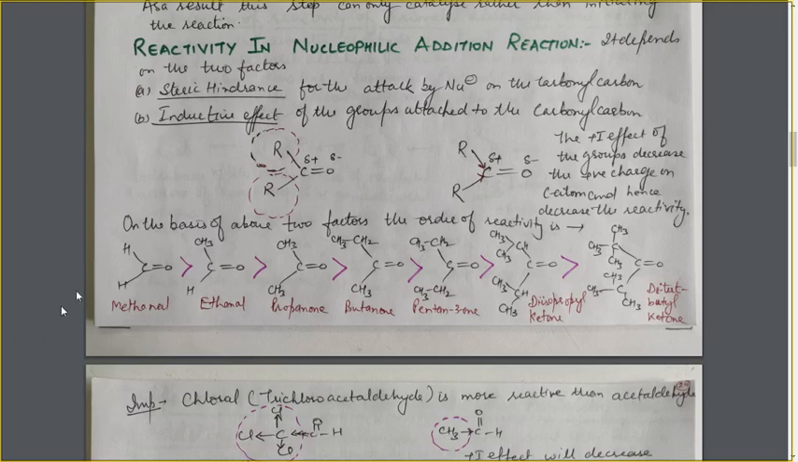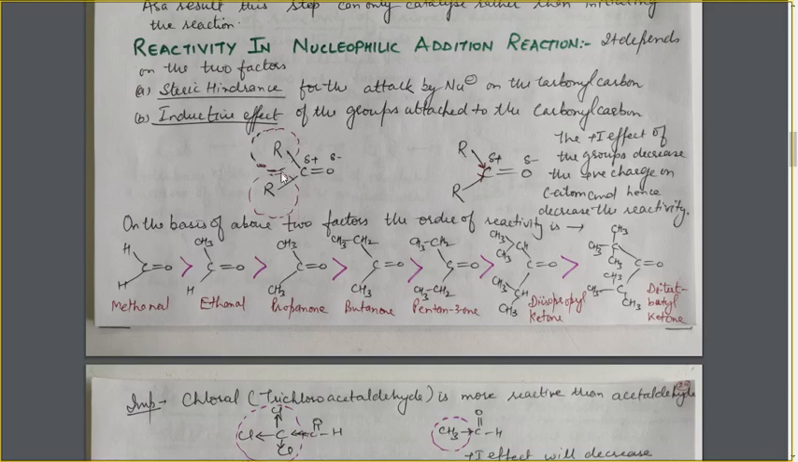So the meaning is the same, that you have to decide the reactivity in this nucleophilic addition reaction. Here there are two factors which decide the reactivity in nucleophilic addition reaction. First is steric hindrance and second is inductive factor. Let's see how these two factors are deciding the reactivity of the compound. This carbon group is surrounded by two groups. In case of ketones, these two groups are carbon containing groups, and in case of aldehyde, one is a carbon containing group and the other is hydrogen.